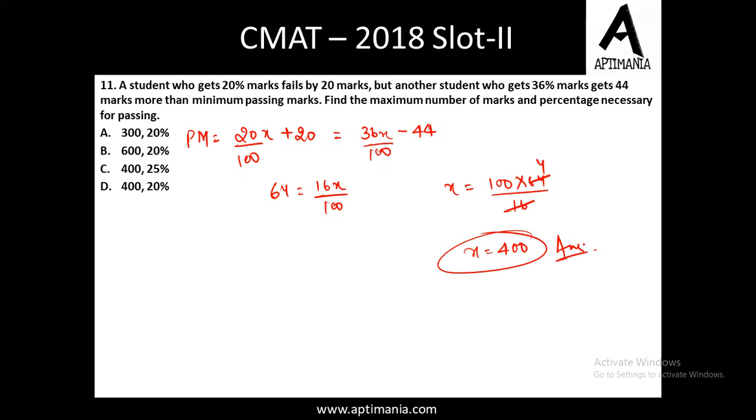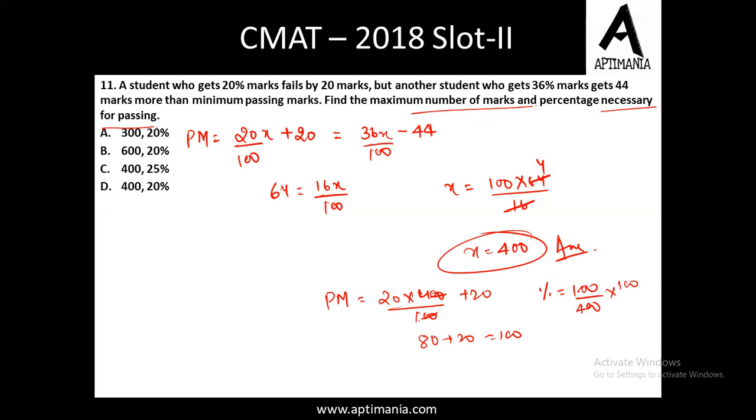Another question that is being asked to us is to find the maximum marks and the percentage necessary for passing. So let's calculate the passing marks first. Passing marks is 20 into X, that's 400 upon 100, plus 20. So if I solve this, I'll have 20 into 4, that's 80, plus 20, 100. So your passing marks was 100 out of a maximum of 400. Calculating percentage, 100 upon 400 into 100, the double zeros cancel, and we get 25. So we'll have passing marks as 25%.